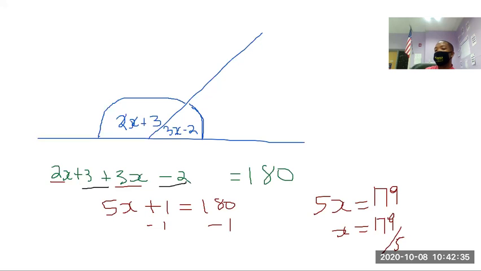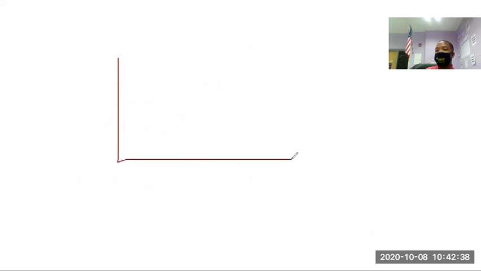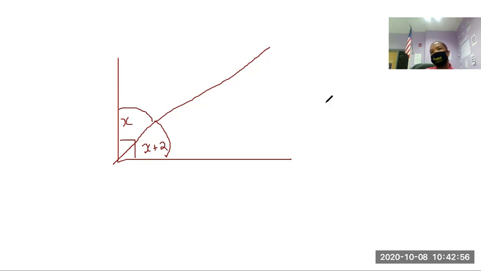If we look at another example, if we had a 90-degree angle and I split it, and I say this one is x, and this one is x plus 2. So what is x? x plus x plus 2 equals 90. That's it.